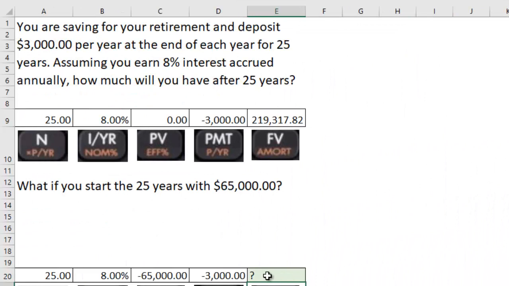Let us check if Excel comes to the same value. Equals FV. What is our rate? 8%. How many periods? 25. What is our payment? Minus 3,000. What is our present value? Minus 65,000. We don't need beginning or end. 664,468.71. And it agrees.